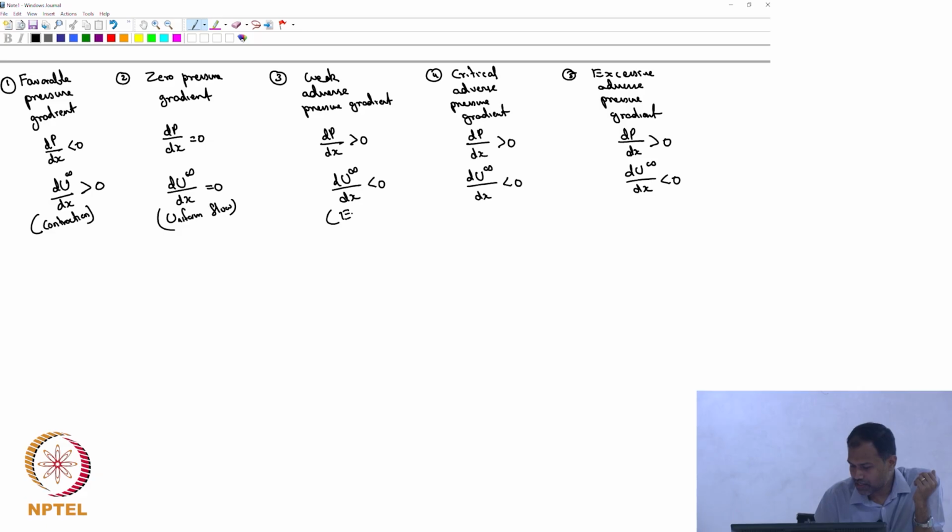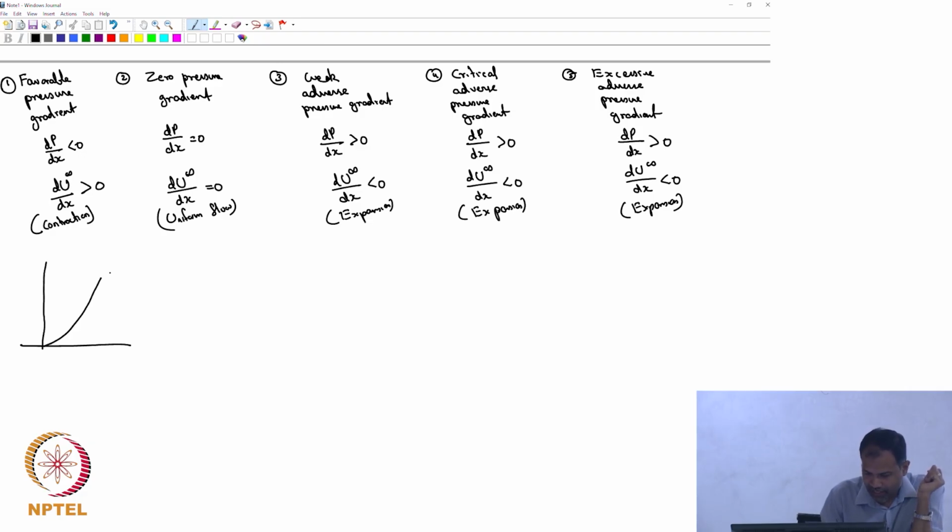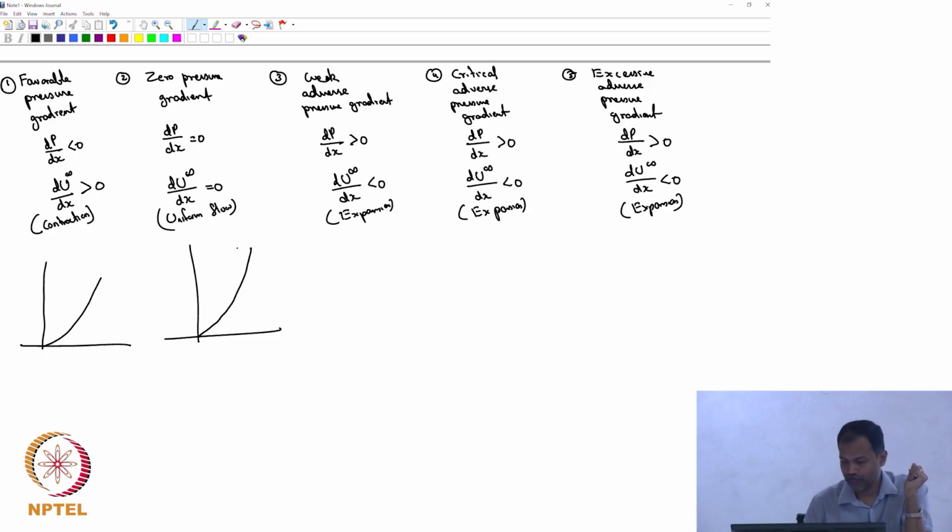This is like an expansion. This is also like an expansion, and this is also like an expansion. The amount of divergence should be larger and larger as you go to the right, and therefore we said the flow profile here should be like that. Here it will increase like a straight line and then smoothly join with u infinity.